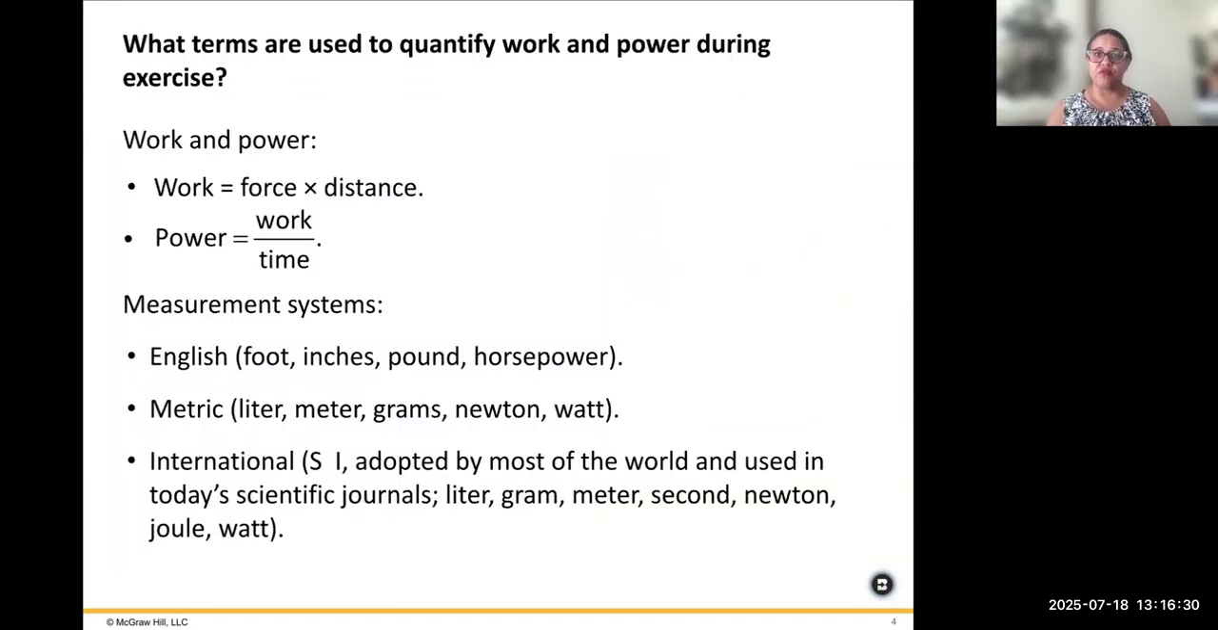What terms are used to quantify work and power during exercise? So work equals force times distance. Power equals work divided by time. Measurements: we use a lot of different measurements. The English measurements: foot, inches, pound, even horsepower we use as a term for energy. Metric and international, the scientific international, adopted by most of the world and used in today's scientific journals: liters, grams, meters, seconds, newtons, joules, watts, those are way more common.